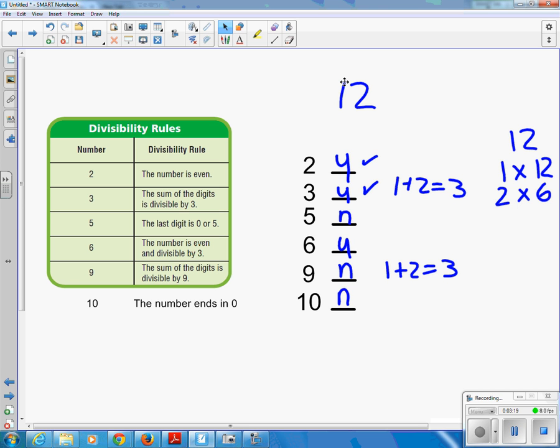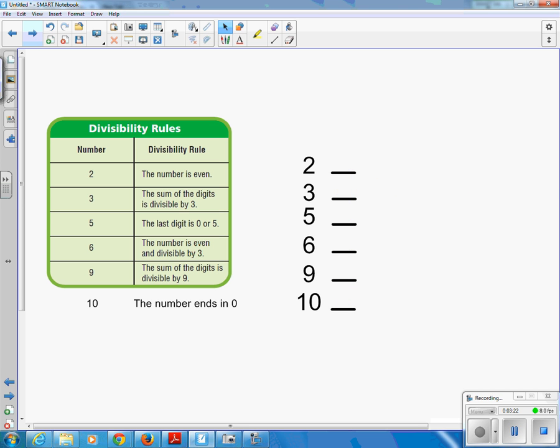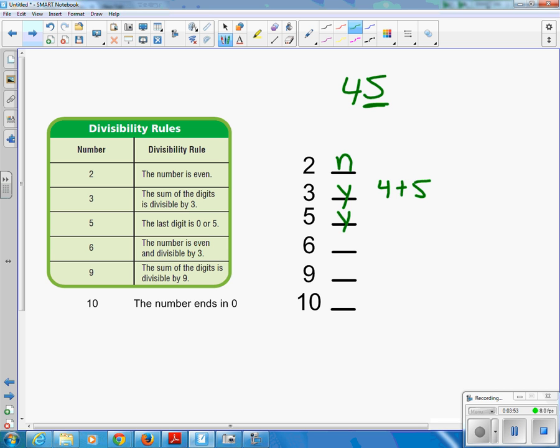Let's do another exercise. Let's do the number 45. Is the number even? No, it ends in a 5. Remember, even numbers have to end in an even number, and this one is odd, so it's not divisible by 2. 3, we have to add the numbers. 4 plus 5 is 9, and 9 is a multiple of 3, so yes, it is divisible by 3. Rule for 5, it has to end in 0 or 5. This one ends in a 5, so yes, it's divisible by 5.